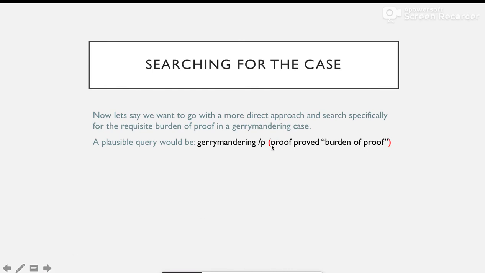What the parentheses mean is that they give us an ability to say, okay, it's one of these. It doesn't have to be all of them, but one of these has to be present in the same paragraph as gerrymandering. And then we have the quotation marks. That basically says we're not looking for any of these words as individuals. We're looking for these words as a phrase. We don't want these floating around as individuals, because then they're going to bring us back results which are those individual words. We don't just want an individual word burden coming around. We want burden accompanied with the word proof. We want this phrase.